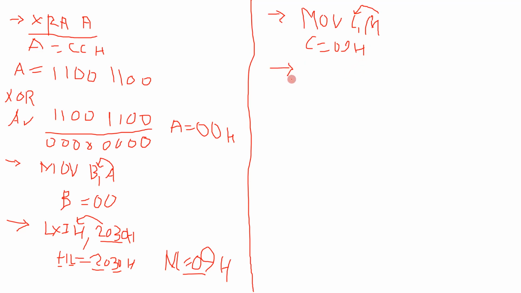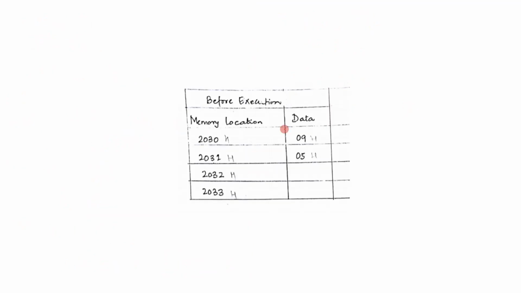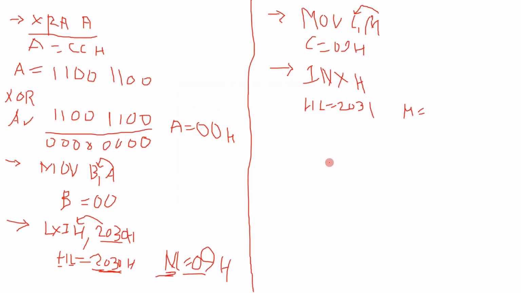Then the next instruction is INX H. This instruction is used to increment the contents of the HL register pair by 1. What is there in HL? In HL 2030 is there. It will be incremented by 1, so it will become 2031. Then the M value will also change. What is there at location 2031? At 2031 there is 05. So M is 05.